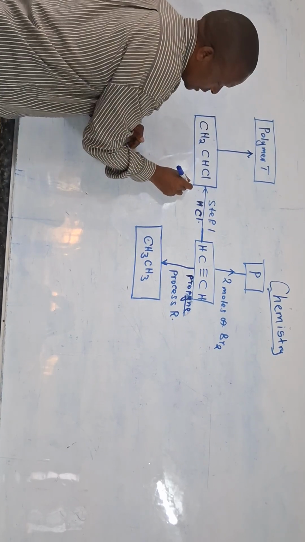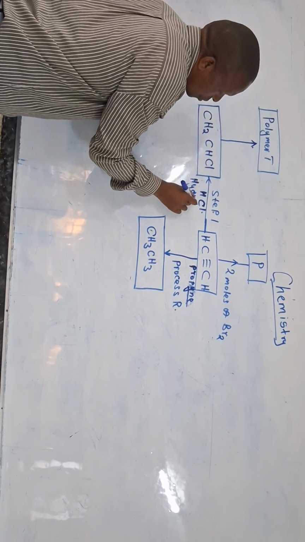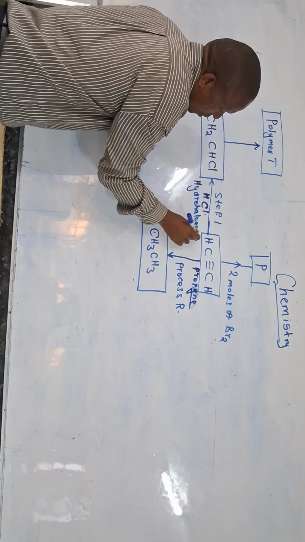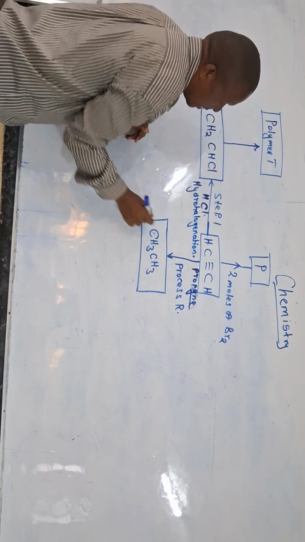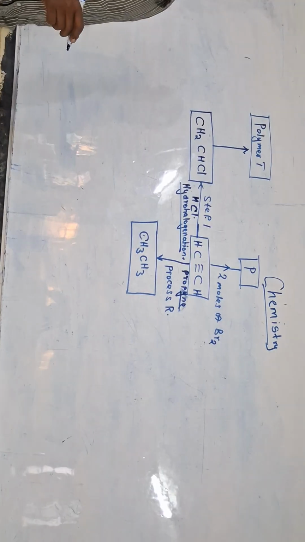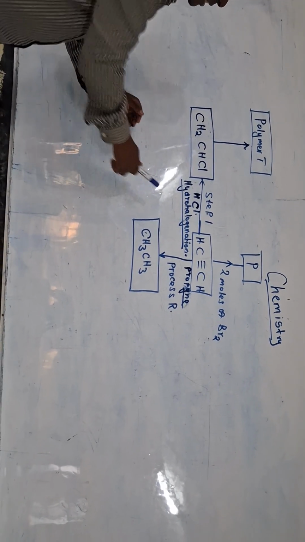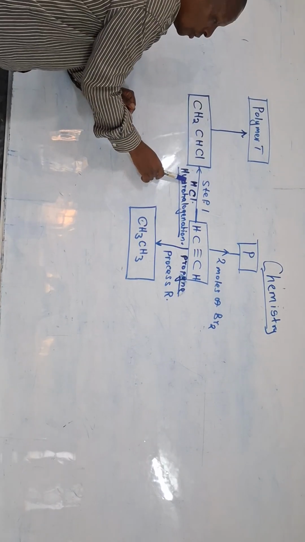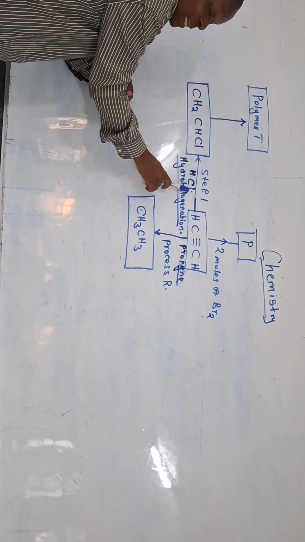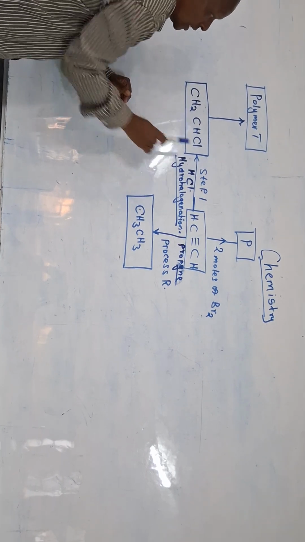So this is referred to as hydrohalogenation. The type of reaction taking place here is a type of addition reaction known as hydrohalogenation. So if you are asked to name the process, you say hydrohalogenation. So the first thing is to understand the scheme. What is hydrohalogenation? Addition of a hydrogen halide, a compound of hydrogen and a halogen. So hydrogen and chlorine.